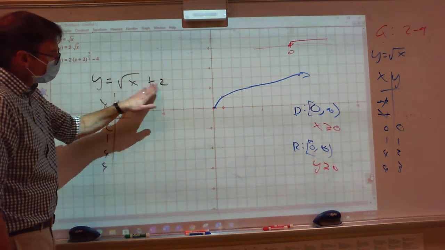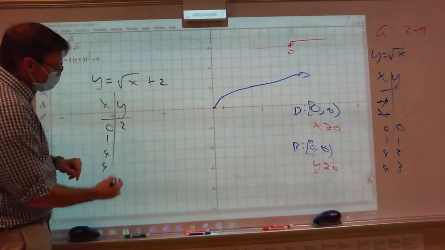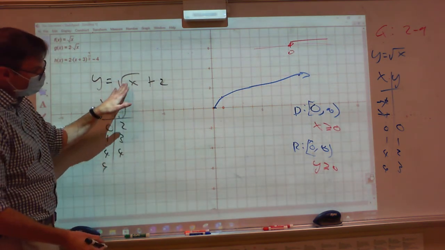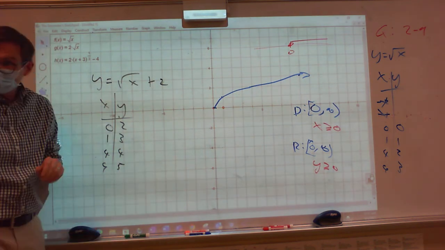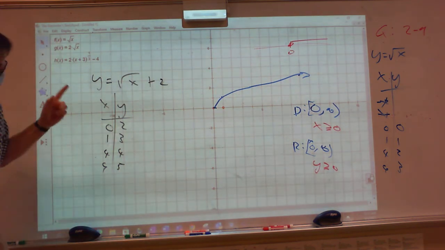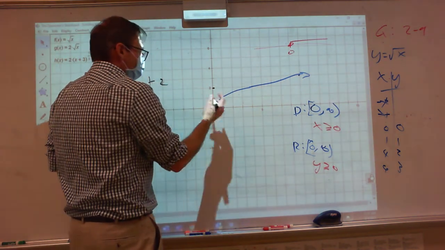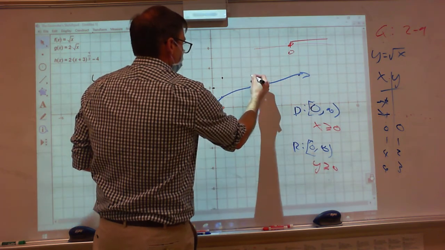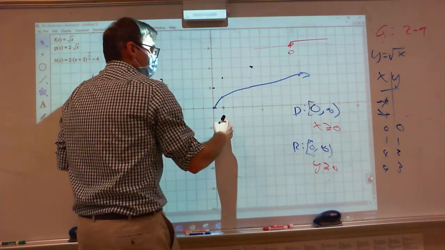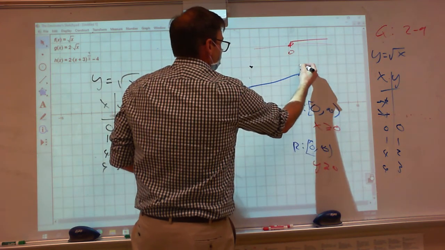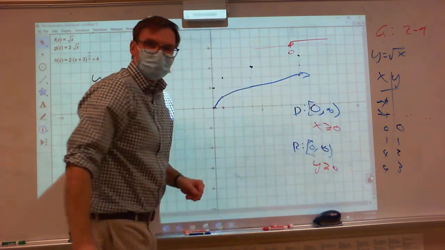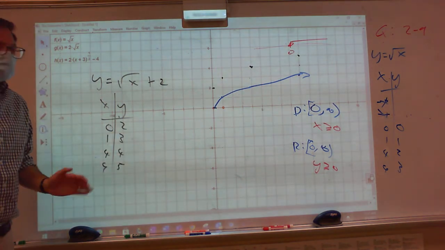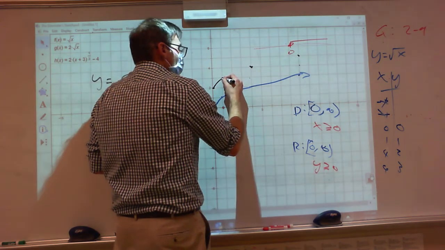If I plug a 0 in, 0 plus 2 is 2. Plug a 1 in, 1 plus 2 is 3. Plug a 4 in, 2 plus 2 is 4. Plug the 9 in, 3 plus 2 is 5. Are we okay with that? And when I graph this, at 0 I'm at 2. At 1 I'm at 3. At 4 I'm here. And at 9 I'm here. I just plotted those points. Now when I connect the dots, I try to draw my half parabola.